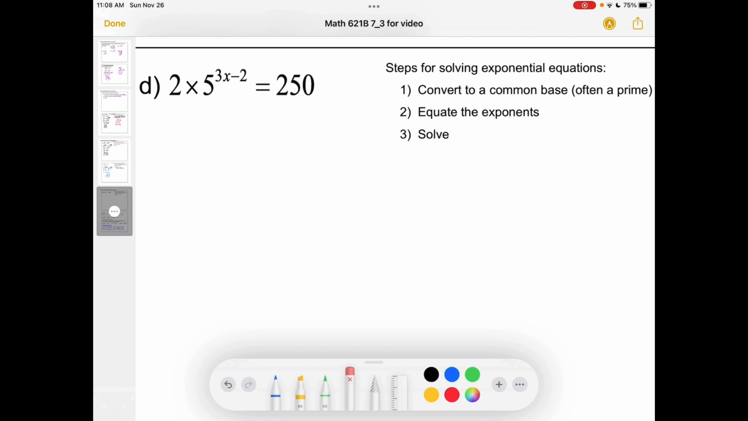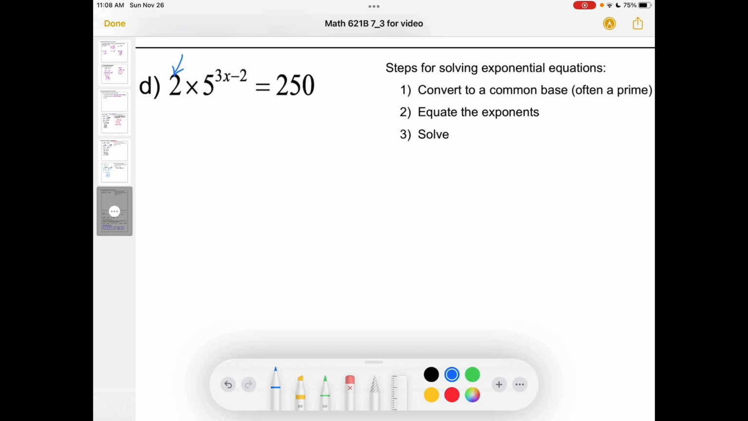Now, the other thing to notice here is that there's a 2 times up front. Okay? And as we've kind of seen over the whole course, one of the fundamental gags of algebra is that we want to isolate the weirdest thing first. So in this case, that 5 to the 3x minus 2 is the weirdest thing. What can we do to get it on its own? Well, we could divide both sides by 2.